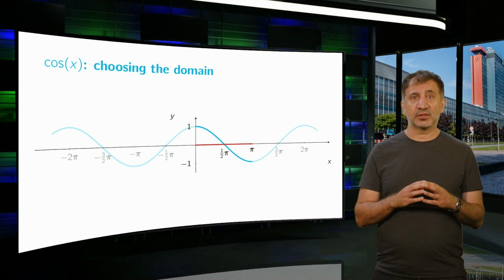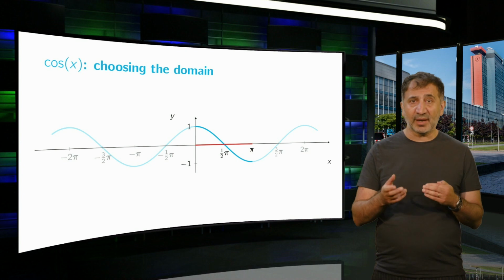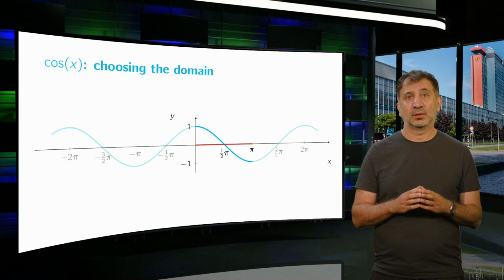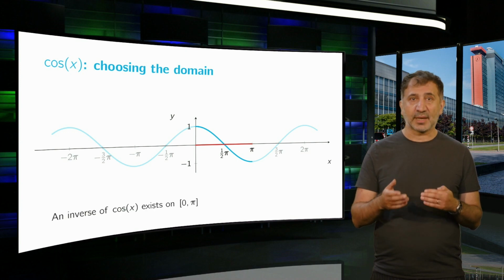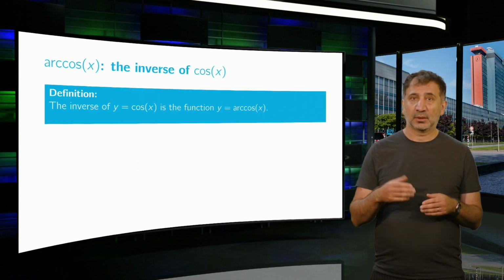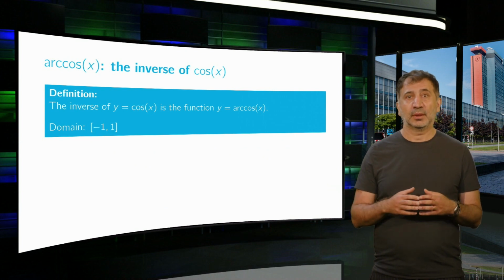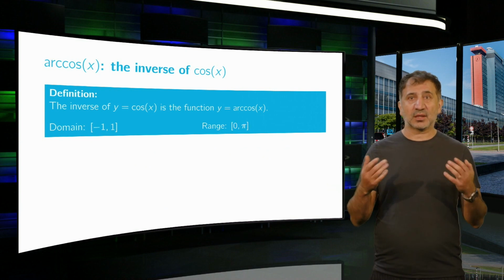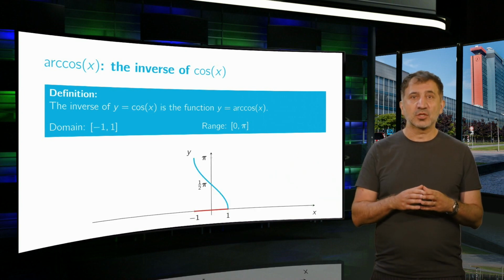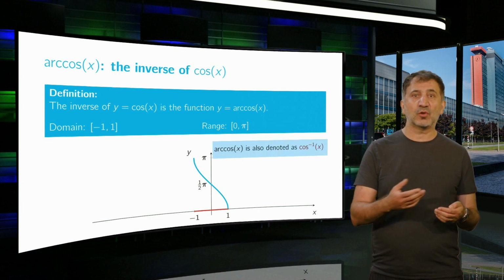Now let's look at another trigonometric function, the cosine of x. To define the inverse of cosine x, consider the interval from 0 till π. On this interval, the cosine has an inverse. It is called the arccosine. The domain of the arccosine is the interval from -1 to 1. And the range of the arccosine is the interval from 0 to π. Here is its graph. Some books use the notation cosine superscript -1 for the inverse of the cosine function.